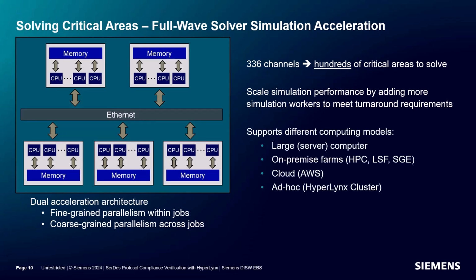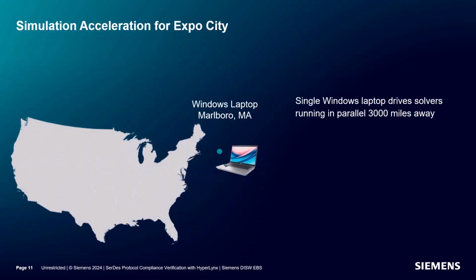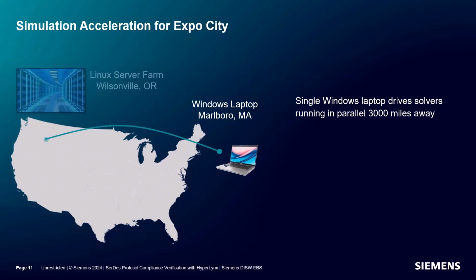Hyperlinks job distribution supports a number of different distributed computing architectures, so you can configure the process based on the resources you have. Hyperlinks job distribution makes it possible to front end large simulation jobs with an ordinary laptop. Here, a laptop in Siemens' Massachusetts office is used to run solver jobs in the Oregon Siemens office.